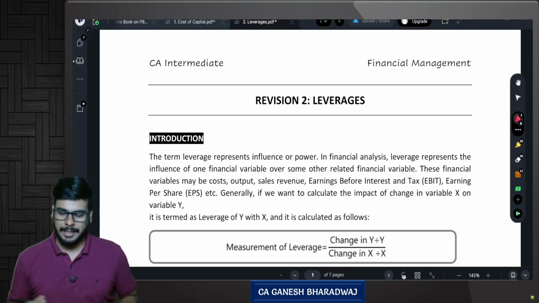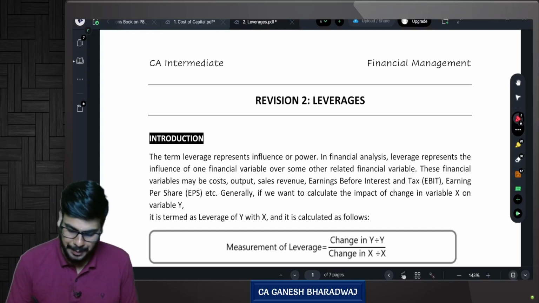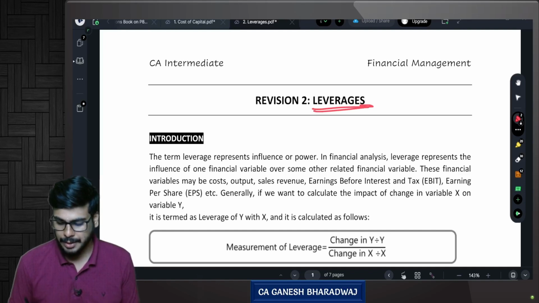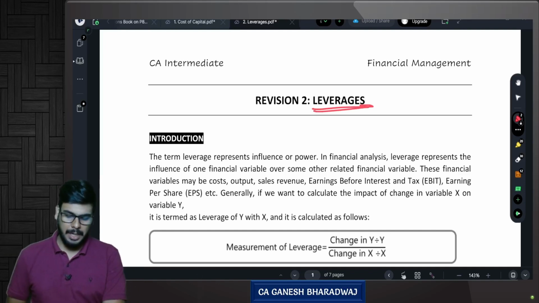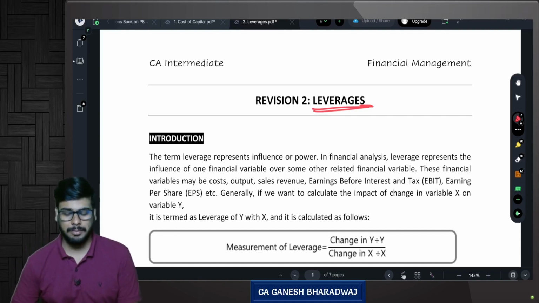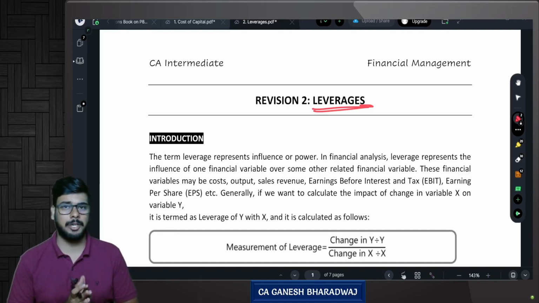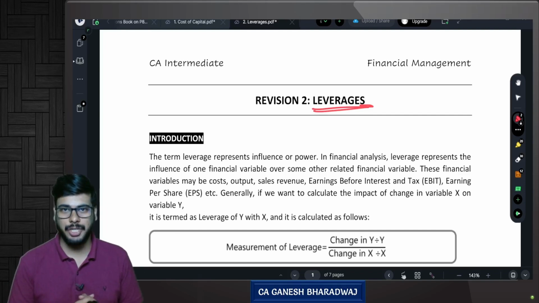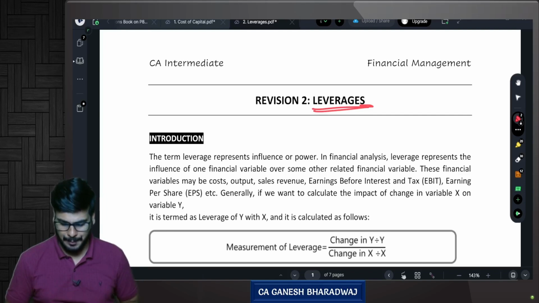So now let's revise the second chapter. The second chapter that we're going to revise is called leverages. Before we get into the revision of this particular chapter, first understand what you mean by a leverage.